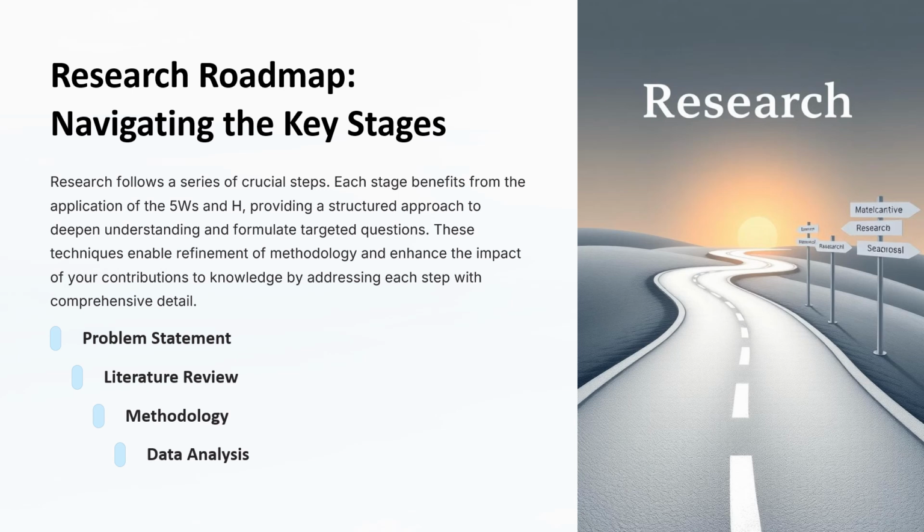So that takes us to the steps we are going to follow. Research roadmap, navigating the key stages. We are going to look at each step in your research thesis. Every chapter has its own unique area or scope to follow. For example, you start your research with the introduction, followed by the statement of the problem, literature review, methodology, analysis of data, interpretation of data, and findings, summary, conclusion, recommendations, contribution to knowledge, and further studies or open questions.